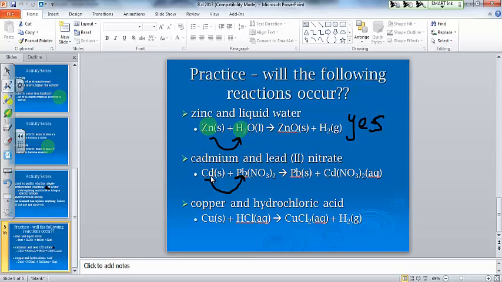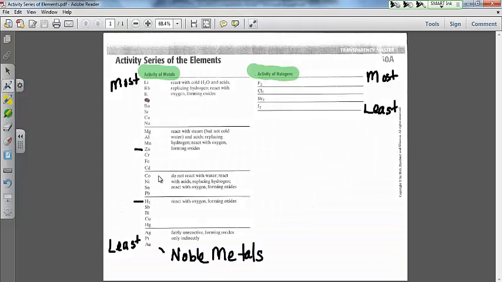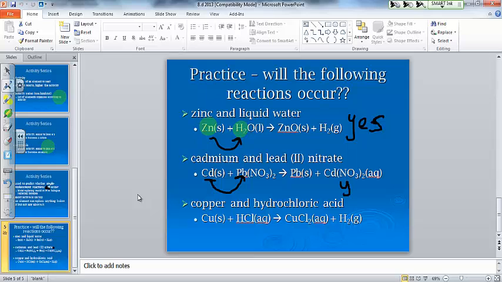Okay, the next one is, will cadmium replace lead? Because will a metal replace a metal? So if we come back to our series, well here's cadmium, and here's lead. Cadmium is above lead, so it can replace anything down below it. So the answer to this one is yes as well.